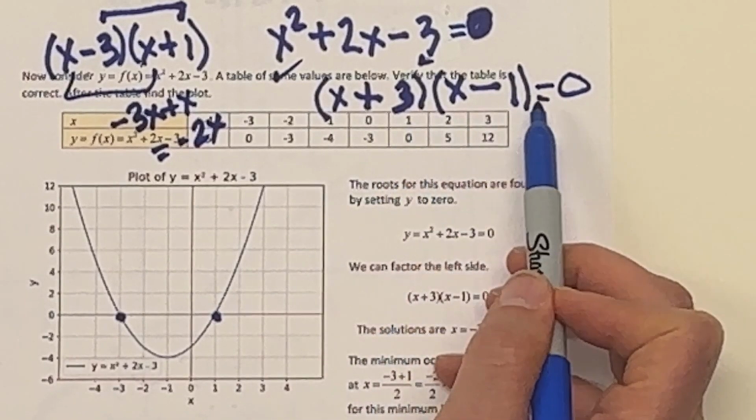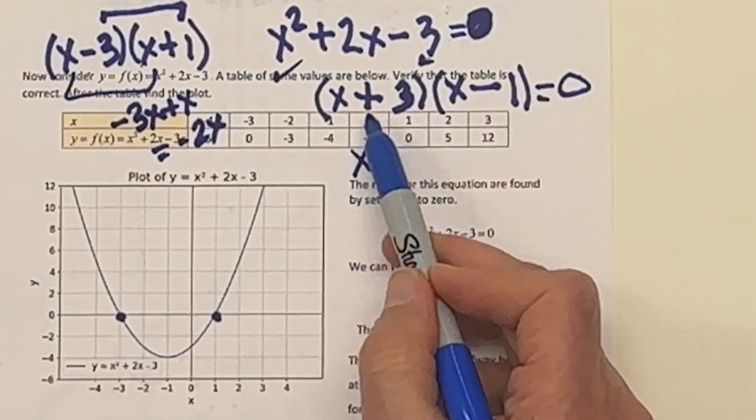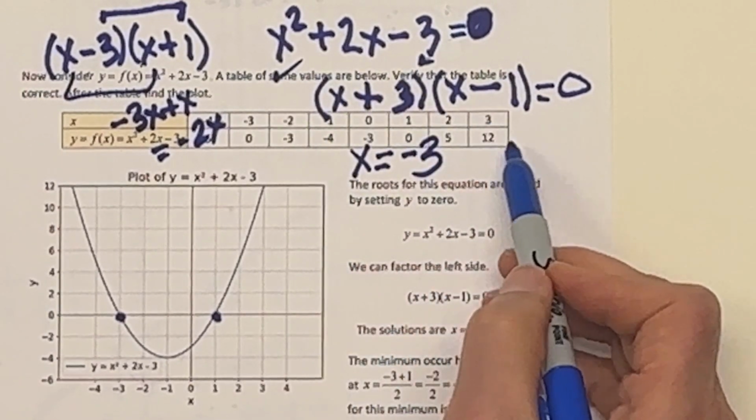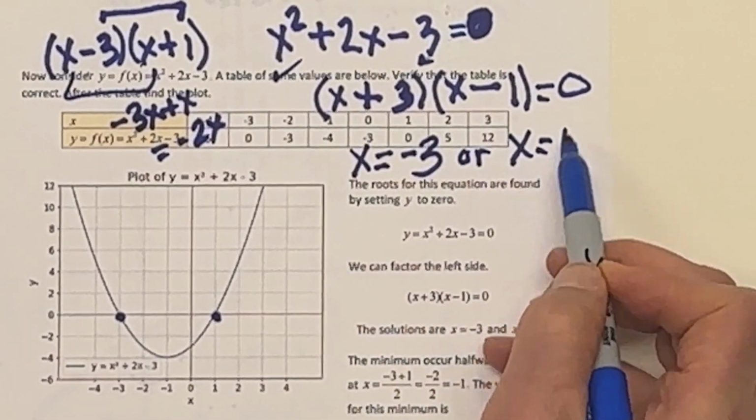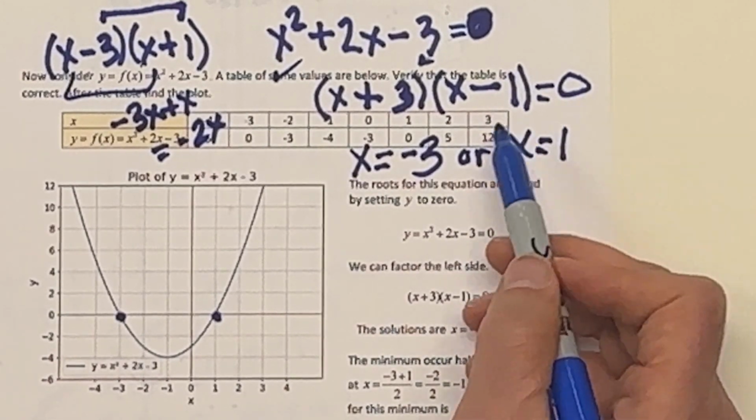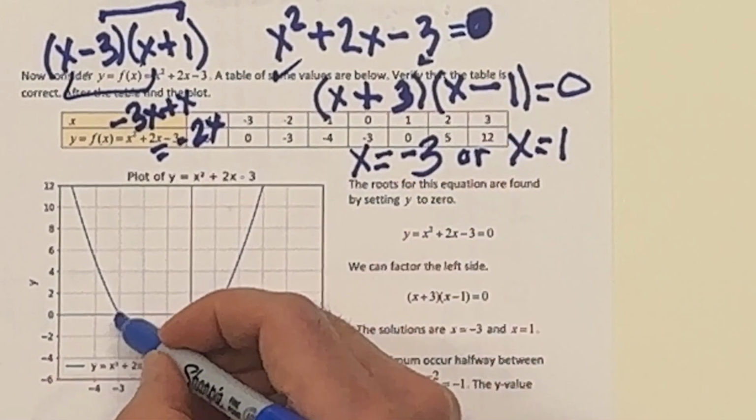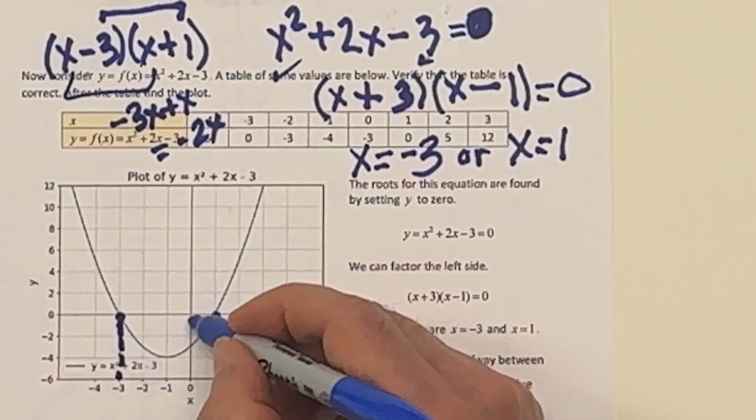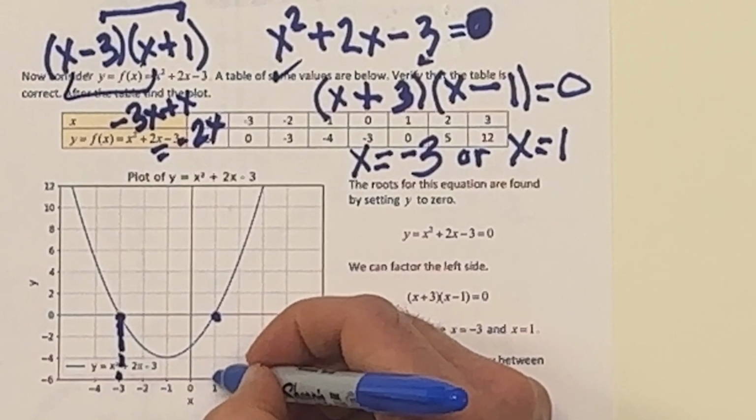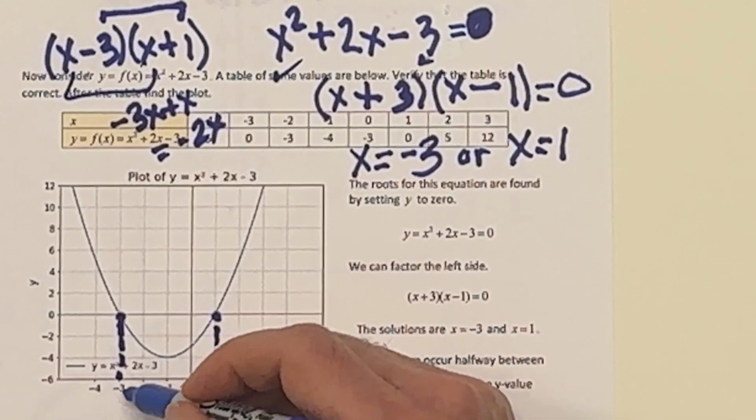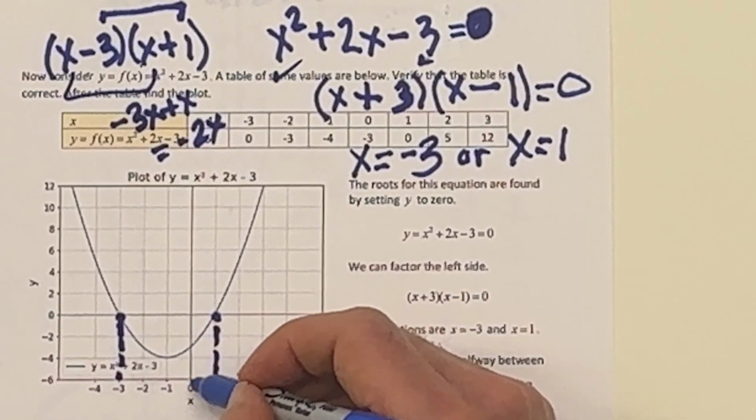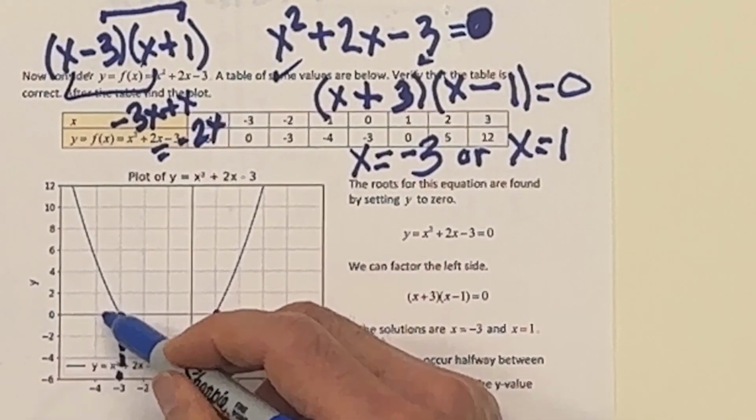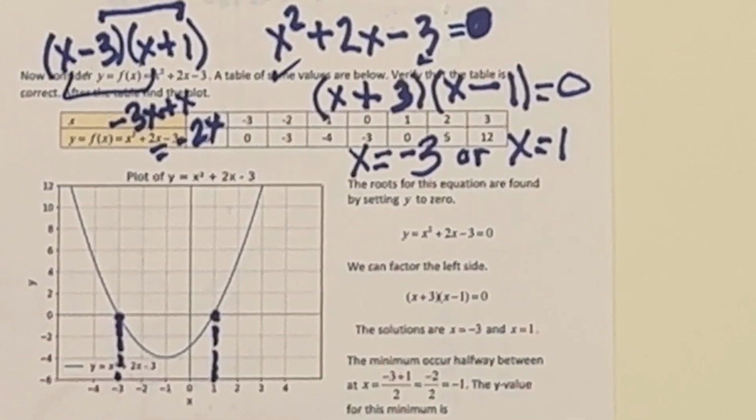Well, for this to be 0, we can either have the first factor being 0, so that x is -3, or we can have x equal to 1, and then you get 0. And let's look at this graph. If x is -3, sure enough, that is one of the answers. And if x is equal to 1, that is also one of the answers. We labeled our x's down at the bottom. So x is equal to 1, we're up here. x is equal to -3, we're up there, which is the 0 point in each case.